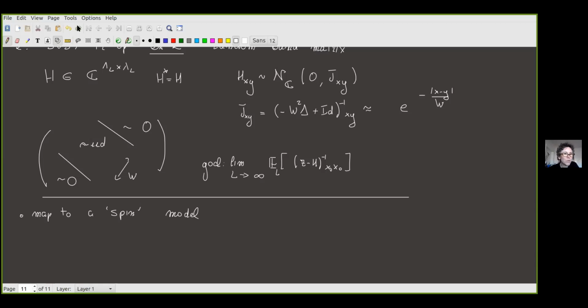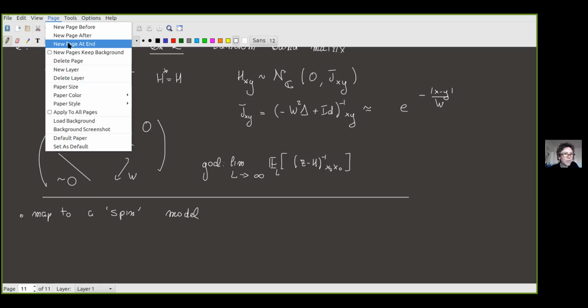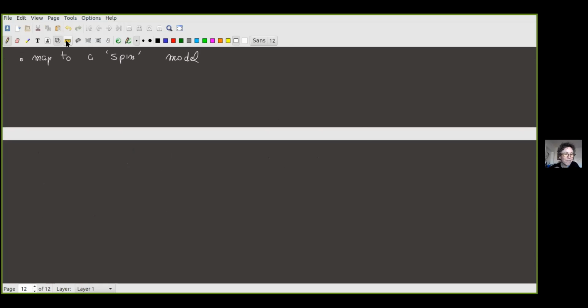And this time, the spin model we obtain is slightly different. The spins are not vectors, they are actually small matrices. So I will write here the average of Z minus H inverse X0, X0. This is the integral. I have a product over X between minus L and L. Now this time my spin is a small matrix at X. I have again an energy for the spin configuration. Okay, now I have to explain what is A X0.